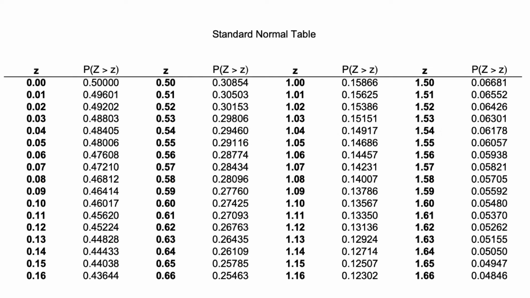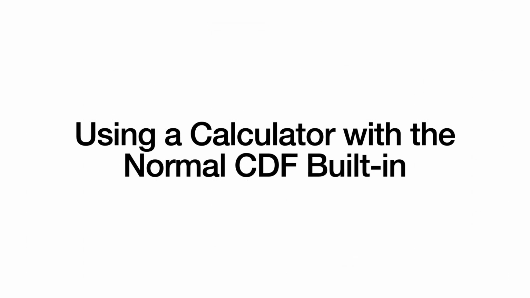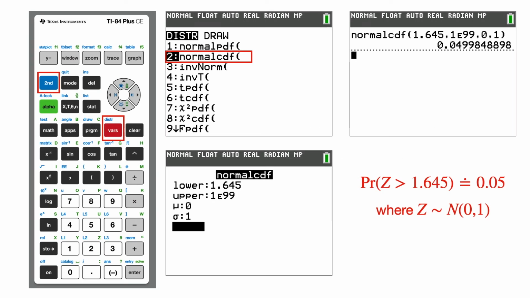And so to calculate probabilities involving beta 1 hat, we can use this process of standardization plus the standard normal table to compute these probabilities. And so, for example, here is an example of a standard normal table that you've used in previous courses. We could also use a calculator that has the normal CDF built in. And so, for example, the TI-84 Plus has the normal CDF built into it.